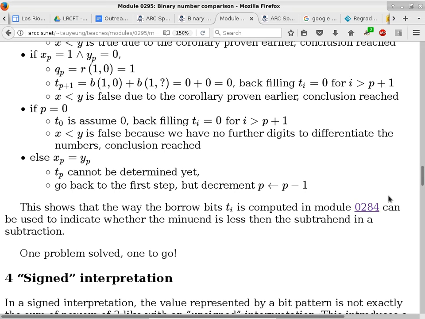So are we convinced so far? Once again, this class is not about proof techniques, so I will not quiz you on proof techniques. But I think it is still important for me to show you step by step how we know that the borrow flag alone can indicate that the minuend is less than the subtrahend. All right?